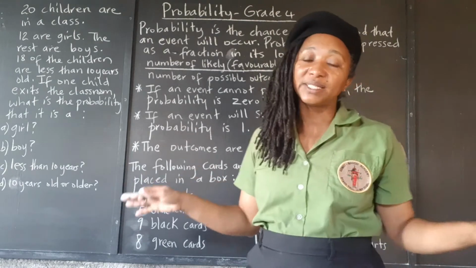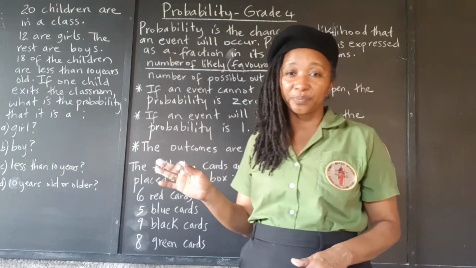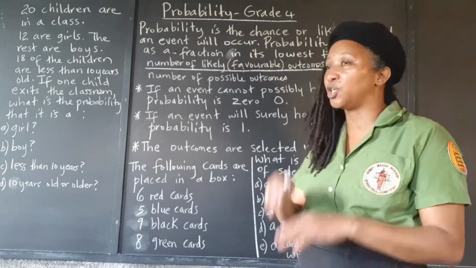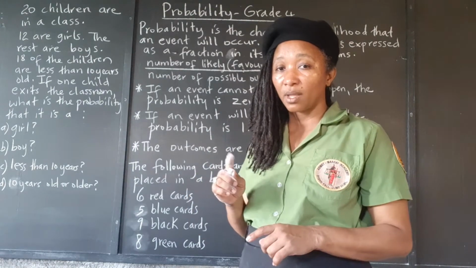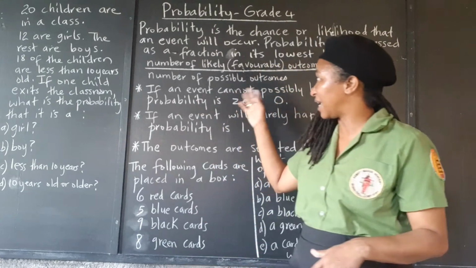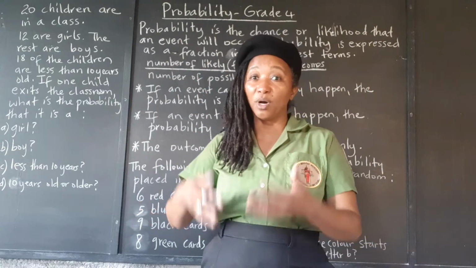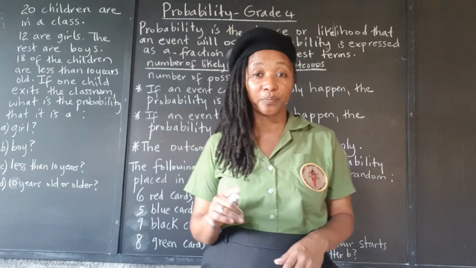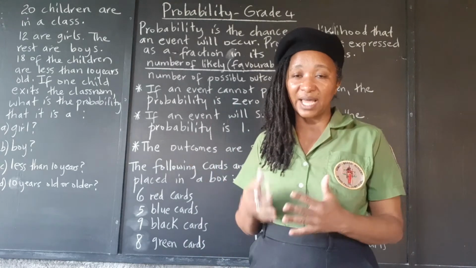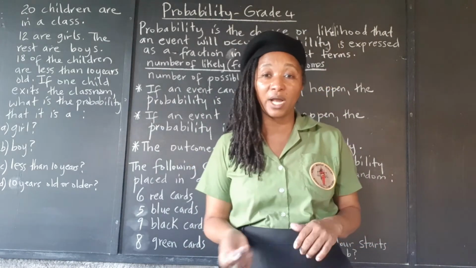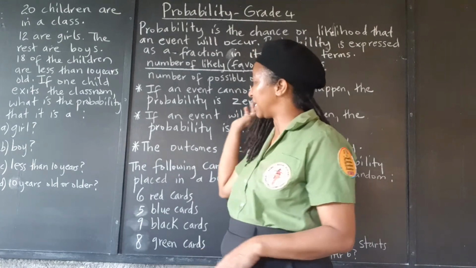So three things to note. If an event cannot possibly happen, if it's not possible, the probability is 0. And if it must happen, if it will surely, absolutely happen, the probability is 1. Because remember, if we have say 10 possible outcomes and all of those outcomes are likely, it must happen, so it will be 10 over 10, which is 1 whole. So no matter how many possible outcomes, if they are all likely, if the entire thing is likely, that is 1. It has a probability of 1. It must happen. If it cannot possibly happen, will not ever happen, the probability is 0.